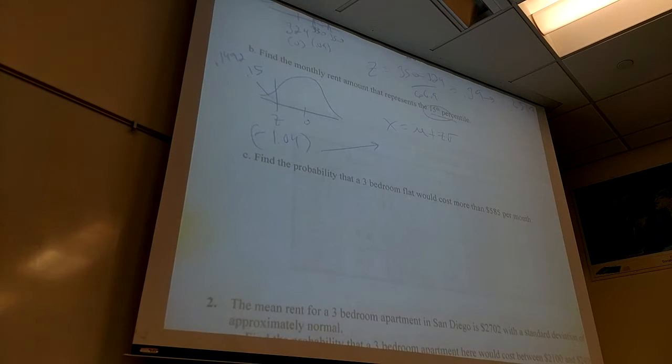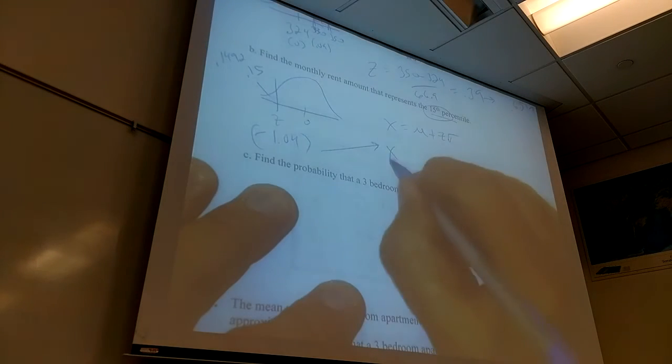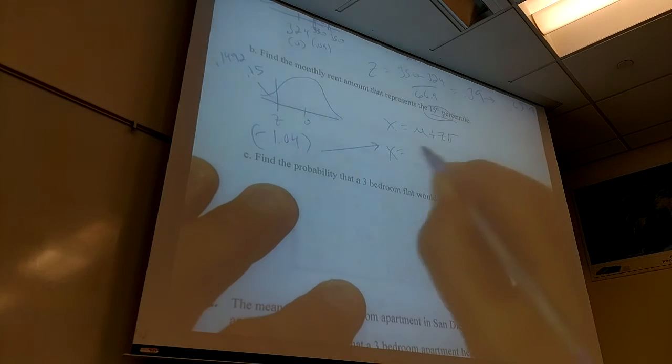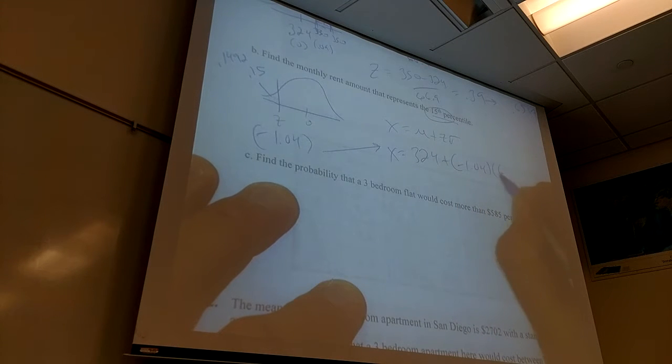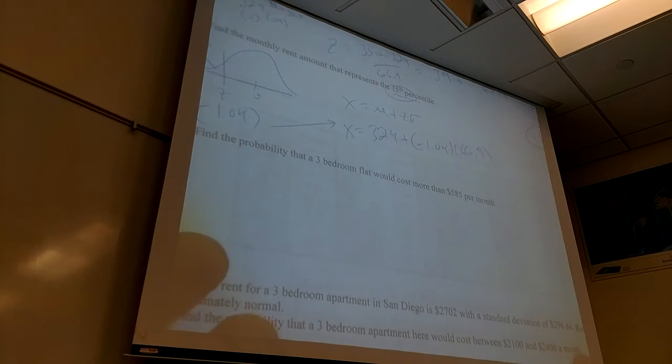So now I just got to plug stuff in. We know the mean was 324. I'm going to follow exactly the formula: negative 1.04 times standard deviation 66.9. And you throw all that in your calculator, what do you guys get?